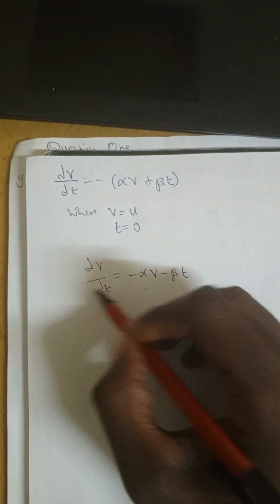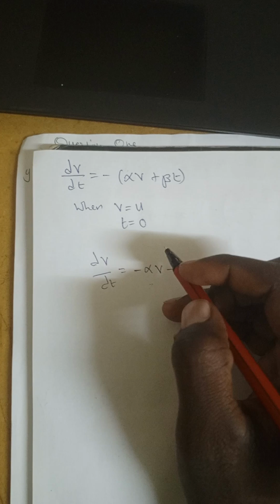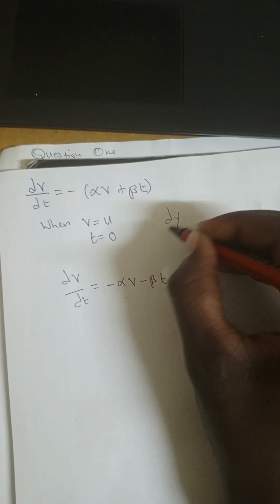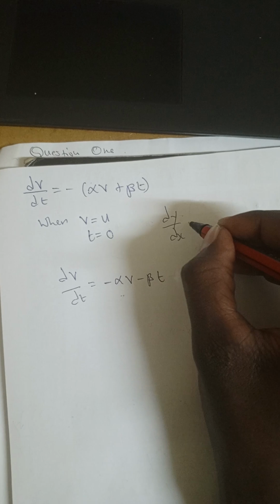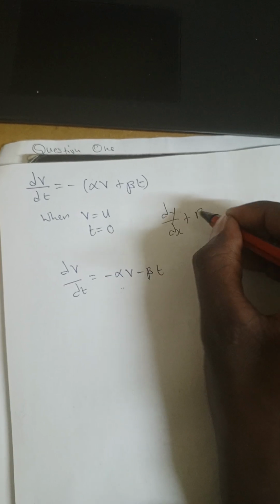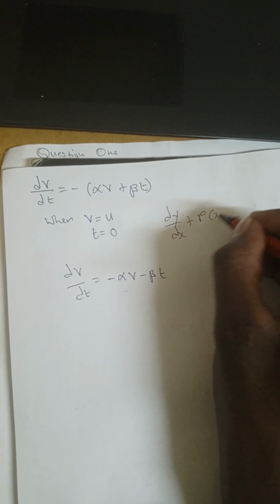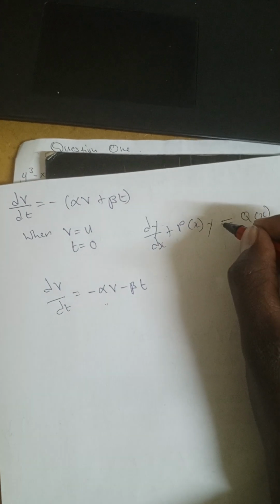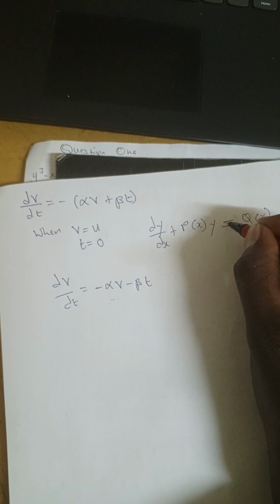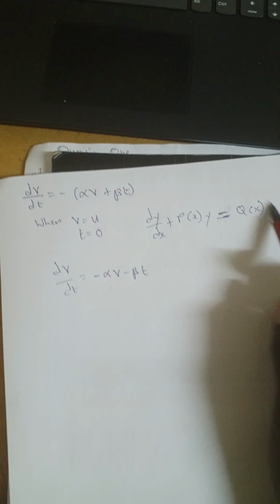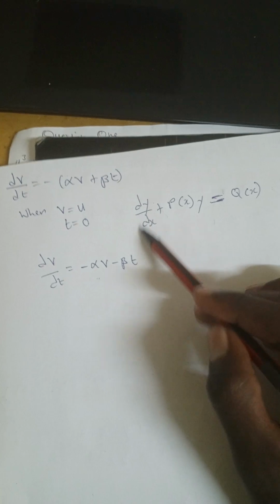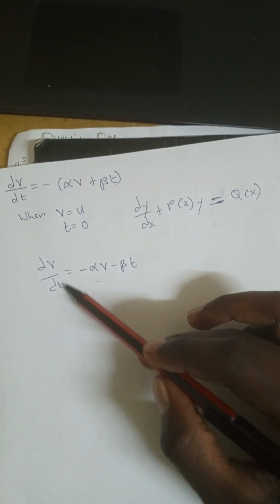Now, the way to go about this, we must arrange it into this form: dy/dx plus p(x) y equal to q(x). The function that we need to have after the equal sign must be a function of x alone. It must be a function of the baby function, of which here the baby function is t.